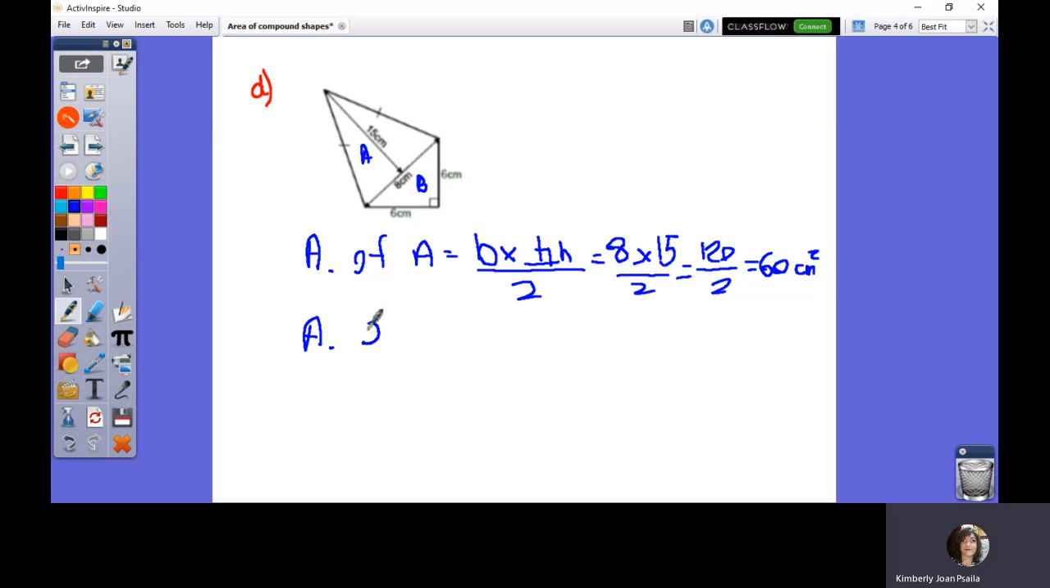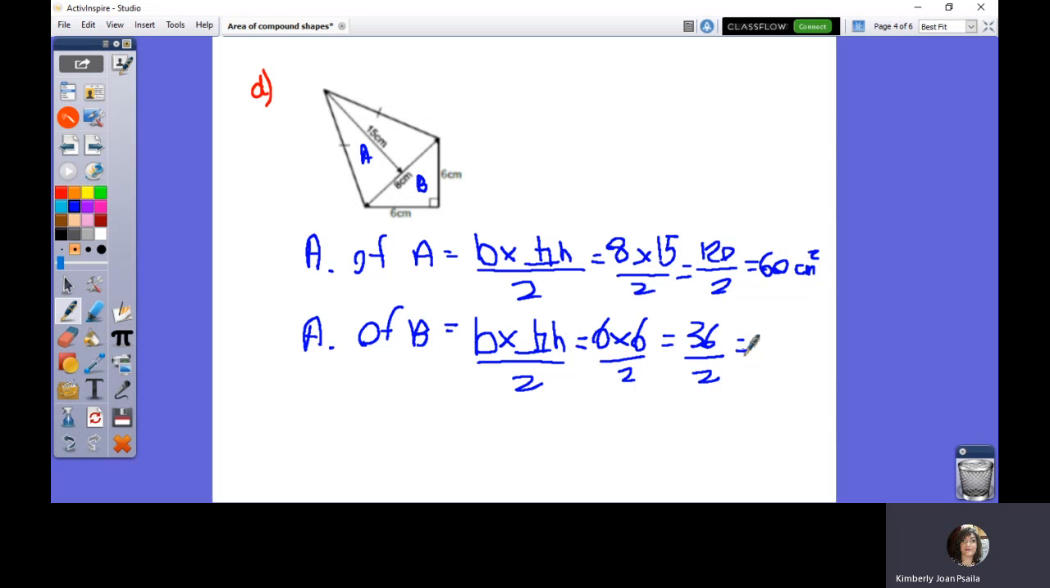Okay, so area of B again, we always write the formula so that you don't make mistakes when you need to substitute the values. So base times perpendicular height divided by 2. The base of our triangle B is equal to 6. Its perpendicular height is equal to 6 as well, divided by 2. So 6 multiplied by 6 is equal to 36 divided by 2. 36 divided by 2 gets the answer of 18 centimeters squared.